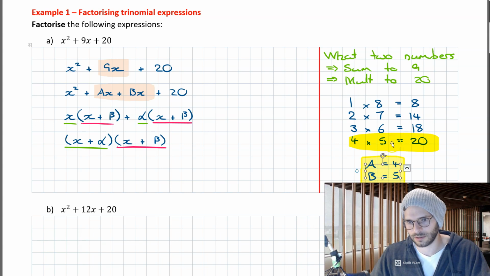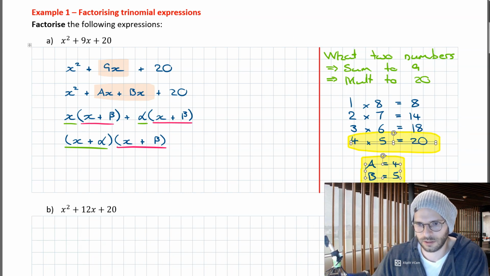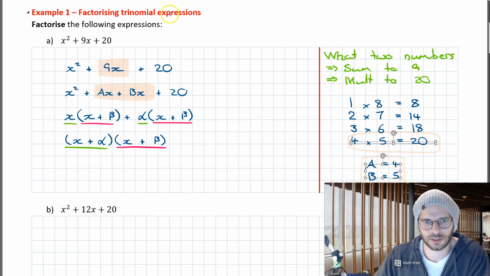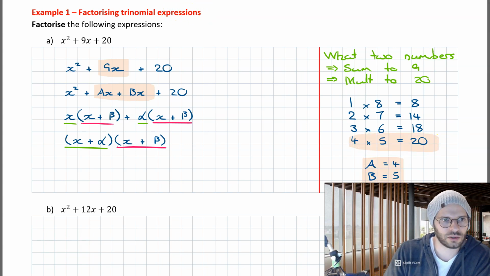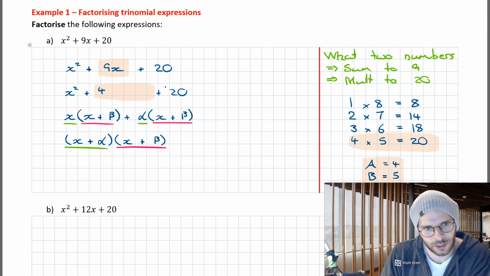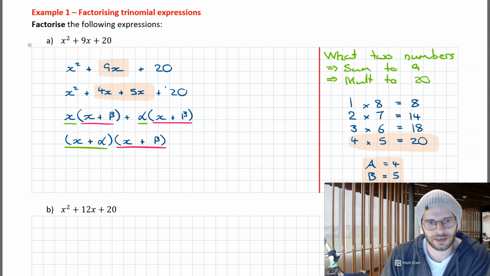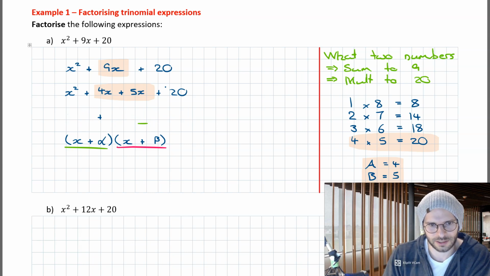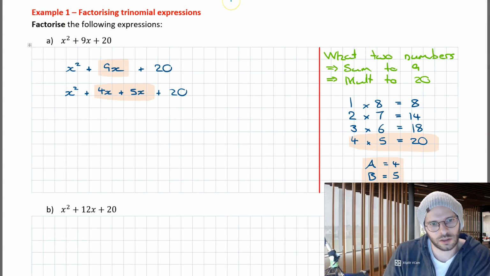So it can be seen that my big A and big B are 4 and 5 in any order that I wish. So modifying this, what I can say is that 9x can be split into 4x plus 5x. Okay, I'm now ready to start the factorization process. What I'm going to do is break this large expression up into two smaller expressions. So it's going to be x squared plus 4x and then 5x plus 20. And then I'm going to factorize out of these brackets.